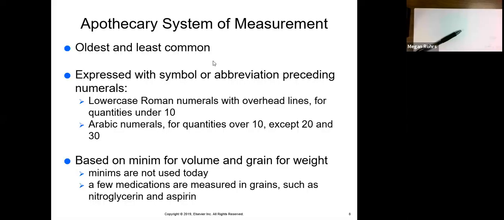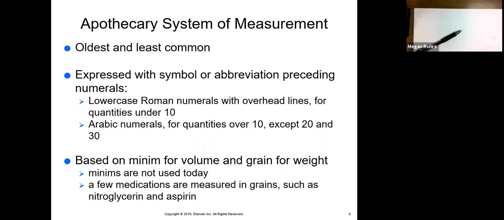All right, so now the apothecary system. If you turn in your books to page 84, we're going to see most of these are probably symbols that you have not seen before, unless you're a third quarter student. So these may take a little bit more time to learn these abbreviations. Like I mentioned earlier, the apothecary system is the oldest system of measurement, and it's going to be the least commonly used today. We are going over this because some drugs are still measured in these units.